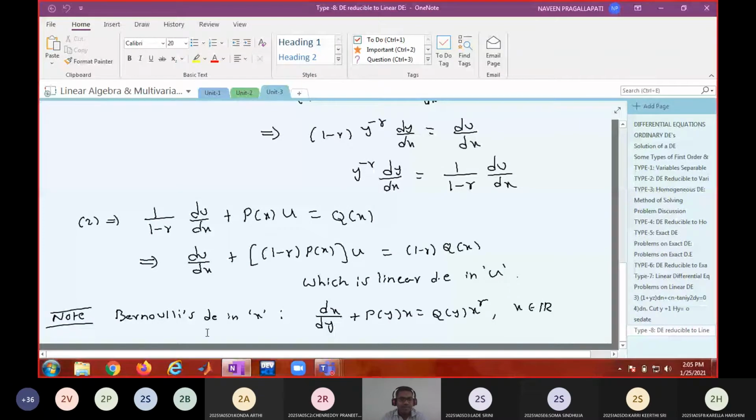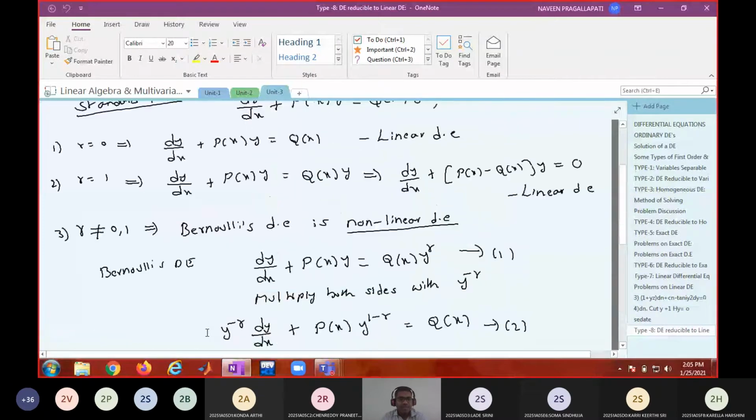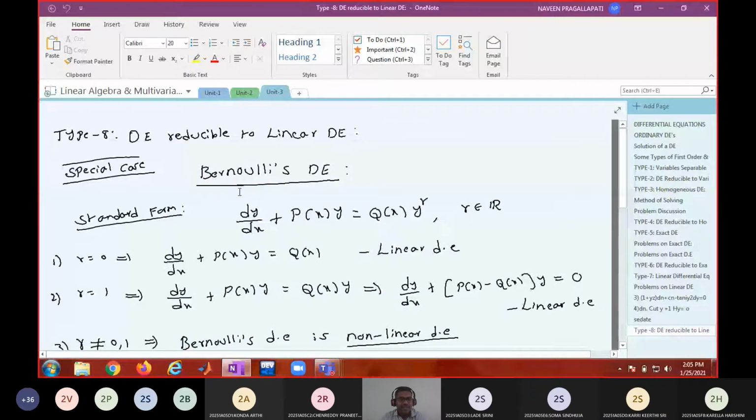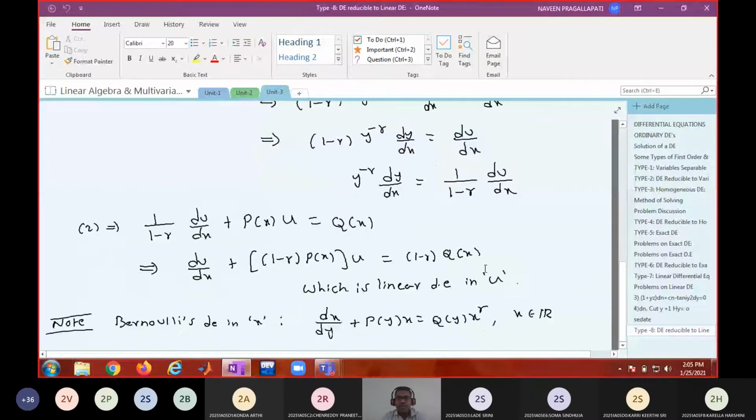Okay. So we have seen the methodology of solving Bernoulli's differential equation. Now we are going to apply this technique to solve the problems related to Bernoulli's differential equation. So take the problems.